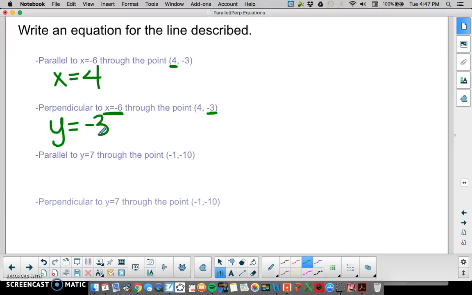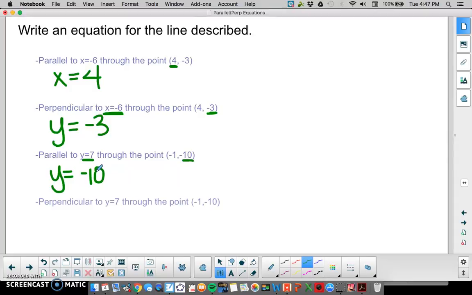Okay, looking at the next one, we have a line that's going to be parallel to y equals 7 through the point (-1, -10). Well, y equals 7 is a horizontal line. So if I want it to be parallel to y equals 7, it's going to be another horizontal line. So it's going to be y equals a number, and we choose the y value of the point, which will be -10. So y equals -10 will be parallel to y equals 7, and will be going through the point (-1, -10).